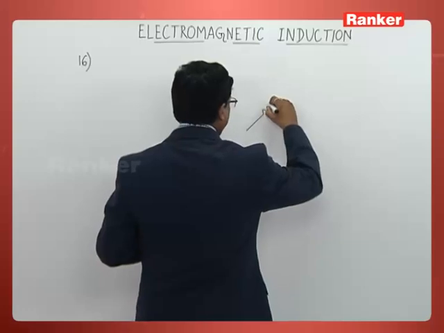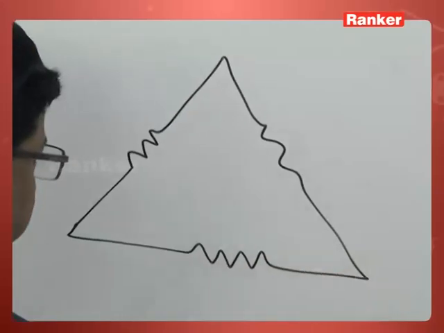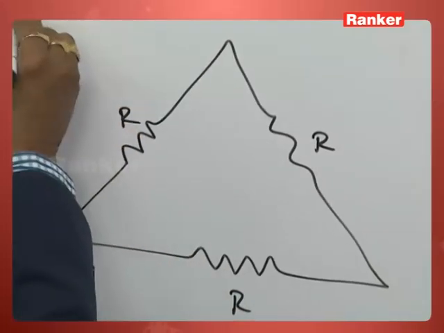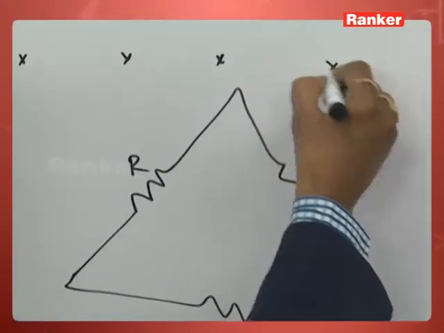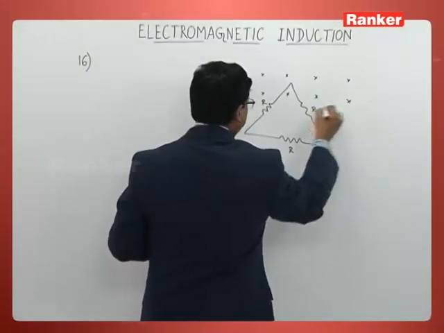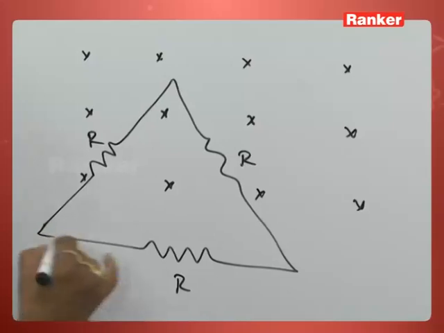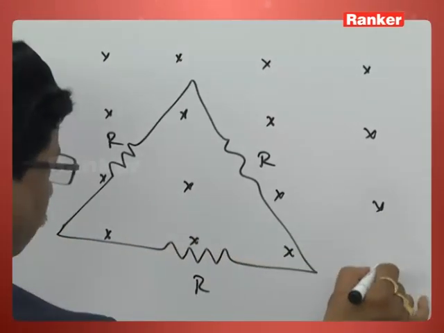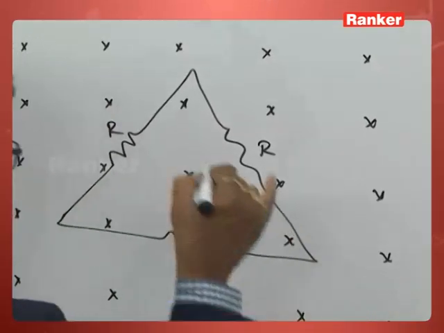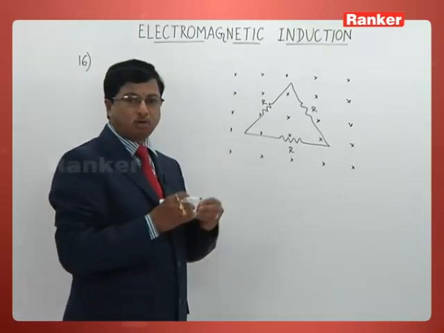There is an equilateral triangle shaped combination of three resistances. Each resistor is R, he said, and the magnetic field is perpendicularly into the board. That is the direction that has been mentioned over here. So the magnetic field is represented by crosses like this. So all of you can understand the direction is now into the board, into the paper, when you just draw the same circuit in your notebook.